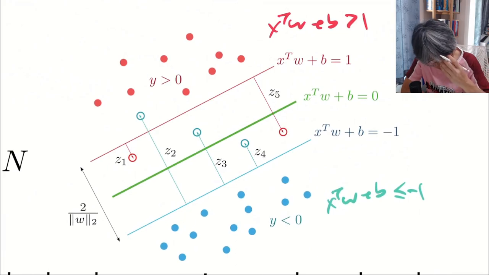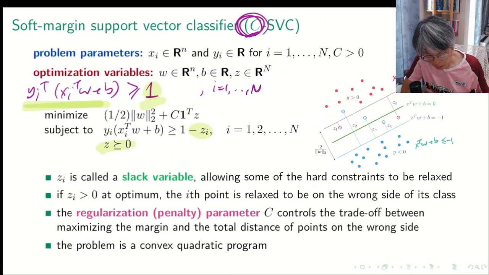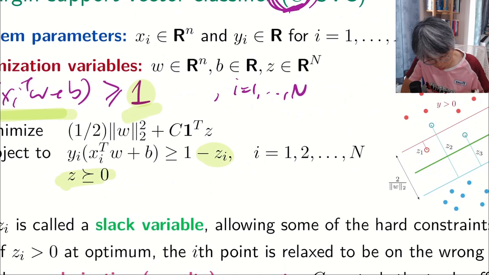So the height, or the distance from this data point to the hyperplane in this way, is the value of Zi. Which means once you solve it, let me just talk about the objective function as well.